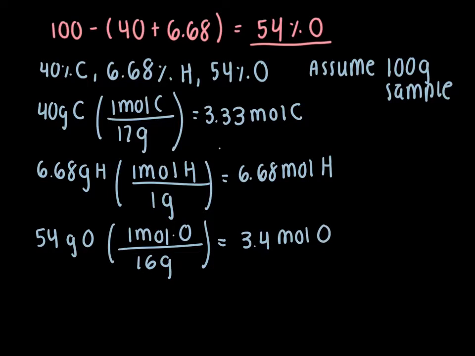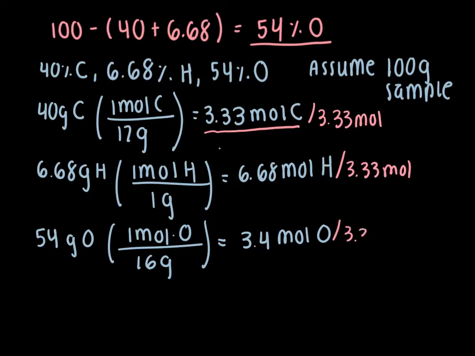So now, like before, we're going to find our mole ratios by dividing by our smallest mole value, which is 3.33. And now we end up with 1 mole of carbon, 2 moles of hydrogen, and 1 mole of oxygen. This gives us an empirical formula of CH2O.